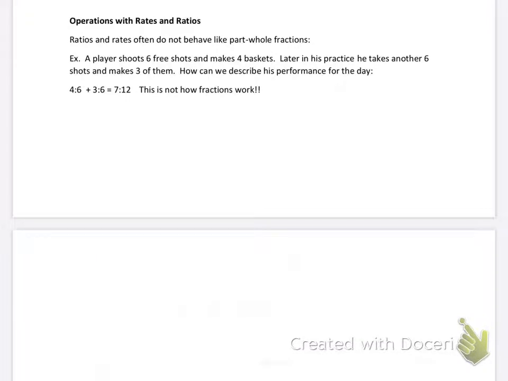Operations with rates and ratios. Okay, ratios and rates often do not behave like part-whole fractions. So for example, if you're looking at a basketball player and he shoots 6 free shots and makes 4 baskets. Later in his practice, he takes another 6 shots and makes 7 of these. How can we describe his performance for the day? Okay, so what you're going to do is add these ratios. You would never do that this way if they were fractions. So they sometimes operate like fractions, but not always.